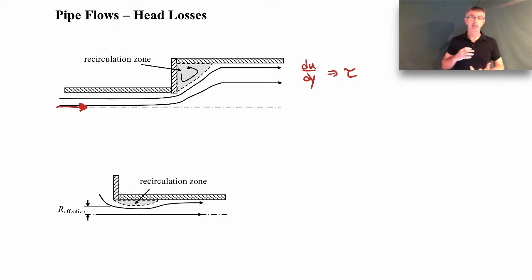So that's why you get viscous losses in these other devices. Not only do you get viscous losses in the pipe, but you get viscous losses in something like an expansion shown on the screen here.